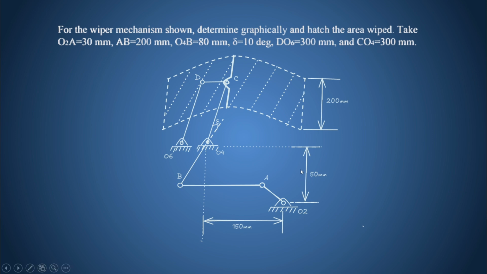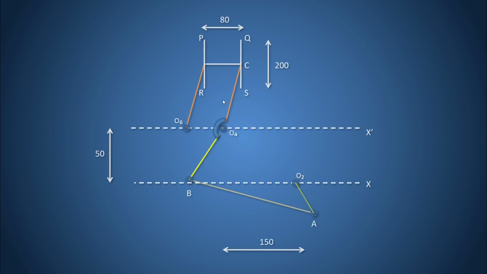Let's take a closer look at the mechanism that we are simulating. The wiper mechanism can be classified as a four-bar mechanism, where three points O2, O4, and O6 are grounded, as we can see here, forming the grounded link. The link O2A acts as the crank, while AB serves as a coupler, and O4B functions as the output link. The motion of the wiper is directly dependent on the output motion.